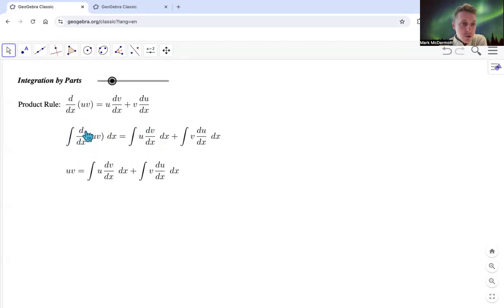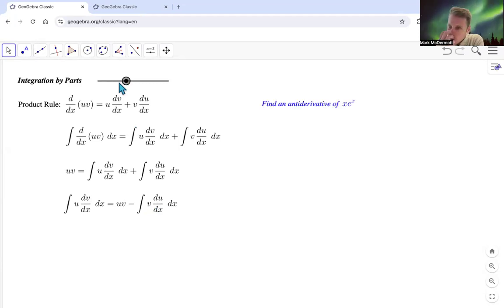It'll become clear why this is important in a moment, but what we can do from here is look at this left-hand side. If we take the integral of the derivative of uv, well, integration and differentiation are inverse operations, so you're just left with uv, and the right-hand side stays the same. If we rearrange things a little bit, a better way to think about it is we subtract this term from both sides. So we get the integral of u dv/dx equals uv minus the integral of v du/dx.